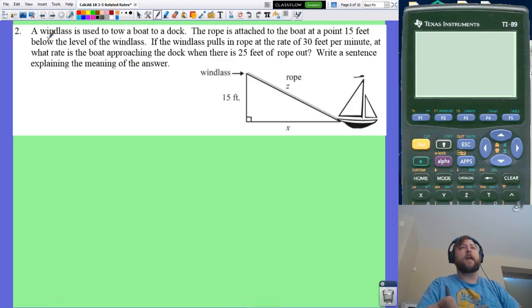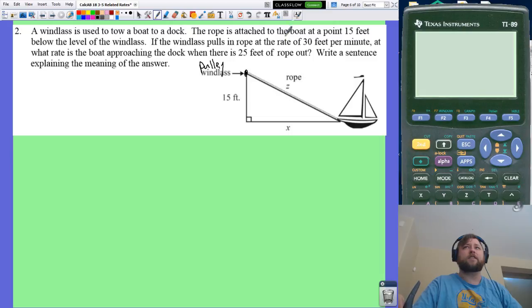So we have a windlass, which is a boat. No, it's not a boat. A windlass is kind of like a rope, like a pulley right here. Think like a pulley. It's used to tow a boat to a dock. So this is your dock.